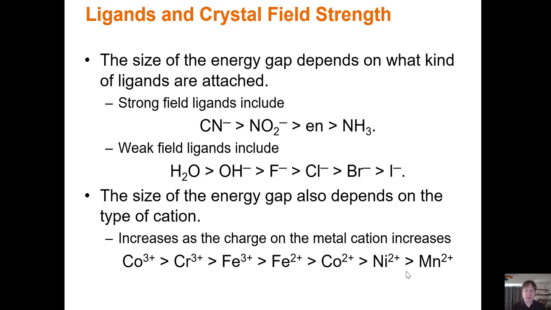So we're showing the trend here. I'm not going to care that you remember the difference between cobalt and chromium, for example, but just know that the +3s are going to generally be bigger than the +2s. Okay, so again, these are determining how big that gap is, that what we call delta.